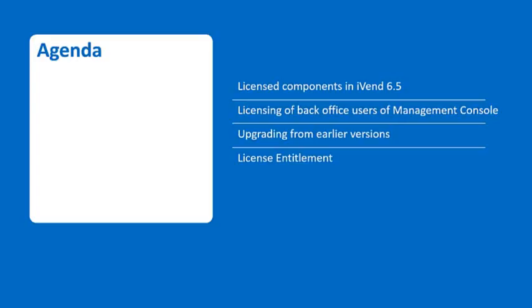We touch upon a very important topic: licensing of back office users of Management Console. We'll talk about how we incorporated the different suggestions on back office user licensing when we released iVend 6.4 R2. I will also briefly touch upon the prerequisites and the process of upgrading from earlier versions of iVend to either R2 or preferably to 6.5, and the different enhancements in the product, typically around licensing, the license entitlement that a retailer can see directly from the Management Console. So that's the broad agenda. I won't take a lot of time, another 40 minutes at the max, but I would much rather have this more interactive.